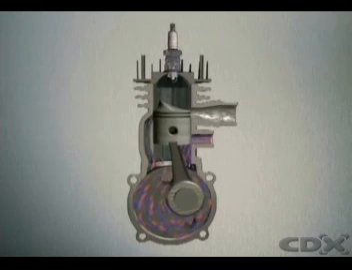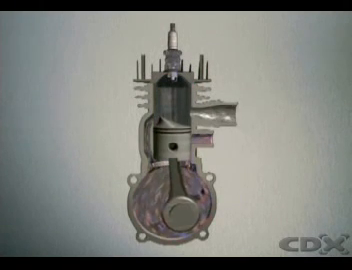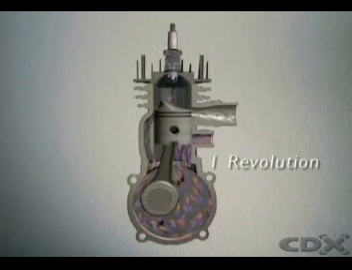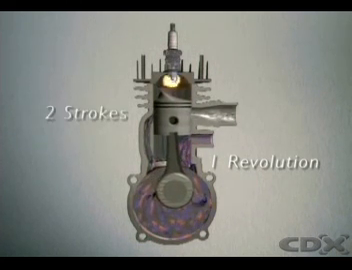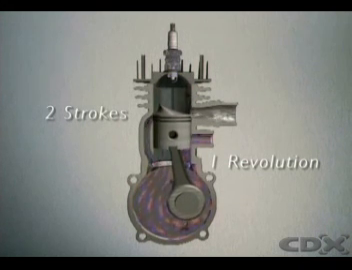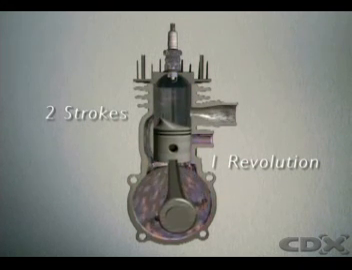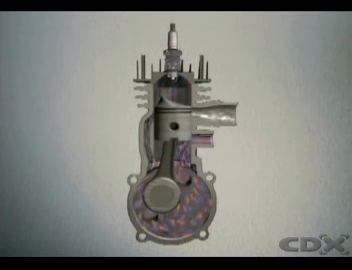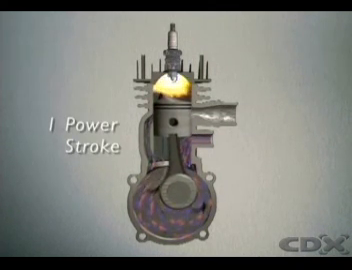In one two-stroke cycle, the crankshaft does 1 revolution. In that 1 revolution, how many strokes does the piston do? 2 strokes. Out of those 2 strokes, how many actually produce power? In a 2-stroke cycle, only 1 stroke delivers energy to the crankshaft.